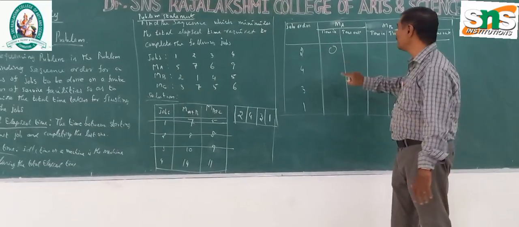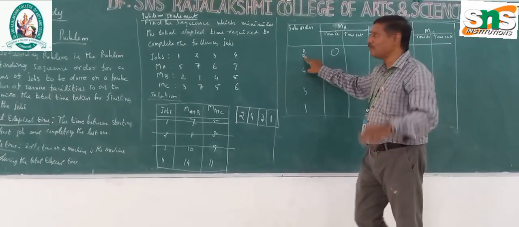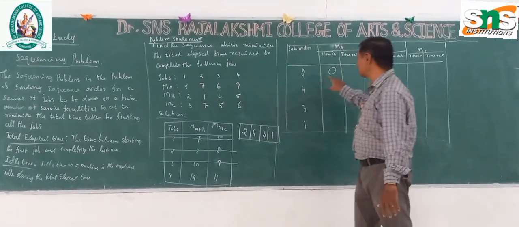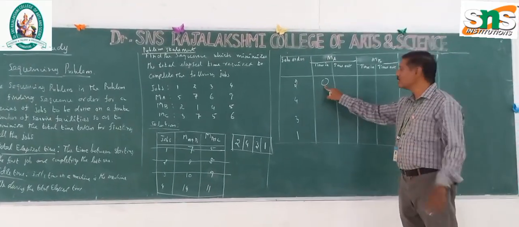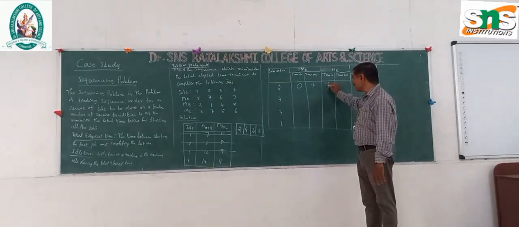Okay, it is time 0. When you complete this work, first we take the second job. The second job's maximum duration is 7 hours, but we start the work at 0 hours. So 0 plus 7, we complete the work. Next we start after 7 hours.